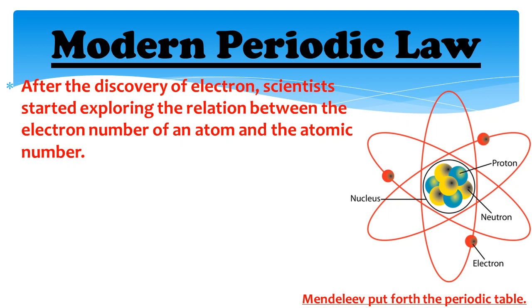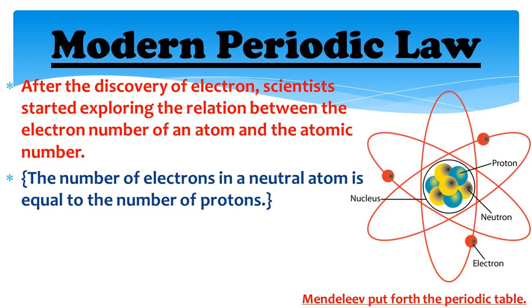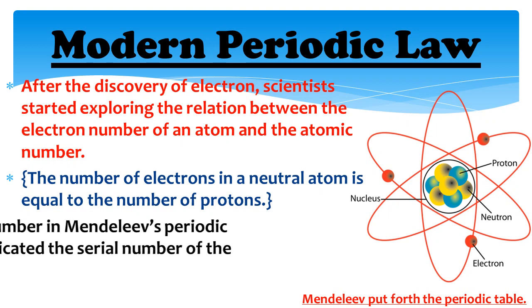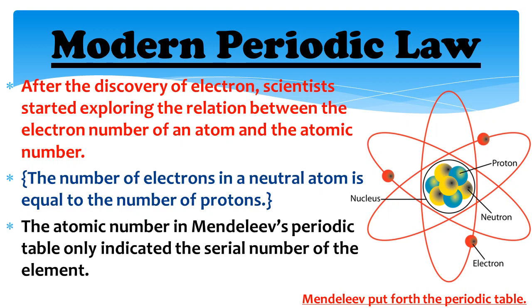So students, what is the relation between the electron number of an atom and the atomic number? The number of electrons, which are negatively charged, in a neutral atom is equal to the number of protons, that is positively charged particles. That means the number of electrons is equal to the atomic number. And the atomic number in Mendeleev's periodic table only indicated the serial number of the element. It did not indicate the number of protons or the number of electrons.